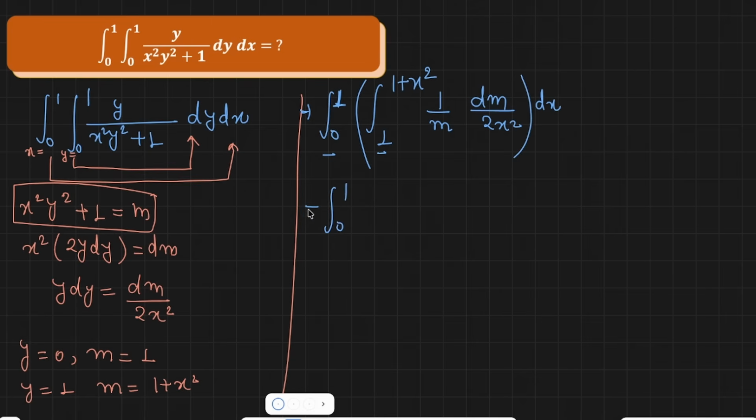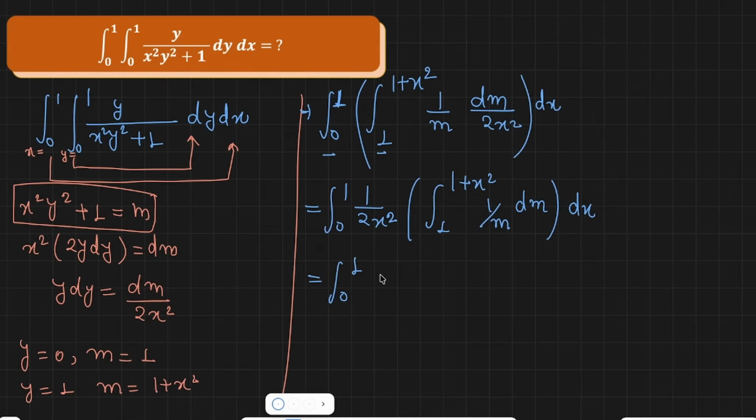So 0 to 1, x term is constant, then 1 upon 2x square I can take outside. Now this is the integration from 1 to 1 plus x square of 1 by m with respect to m, and this is your dx again. What is the integral of this? This is 0 to 1, 1 upon 2x square. Integral of 1 by m is equals to log of m. This is from 1 to 1 plus x square, dx.